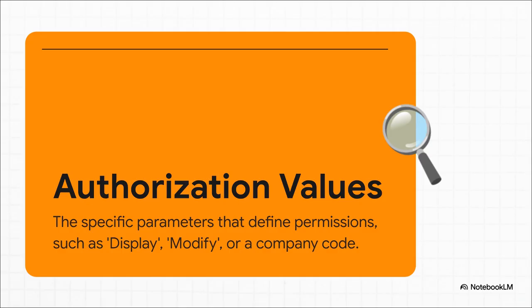And if the authorization object is the security guard, then the authorization values are the specific instructions on the clipboard. This is the super granular level. It's the fine print that says, okay, you can display this data, but you can't modify it. Or you can do this, but only in company code 1000. These values draw the exact lines in the sand.